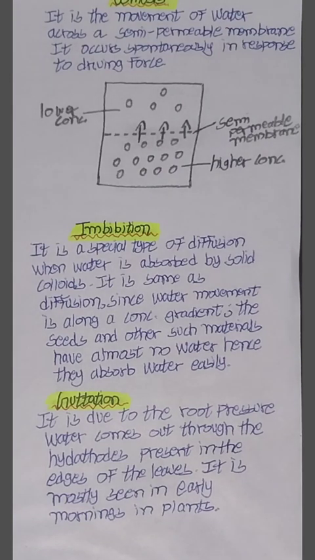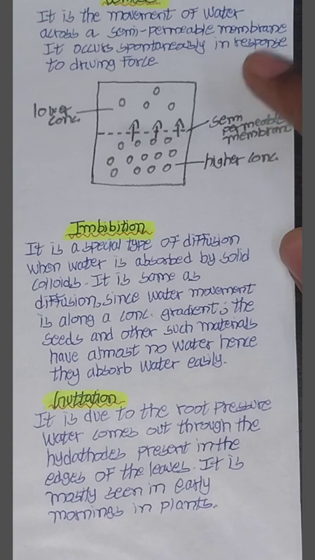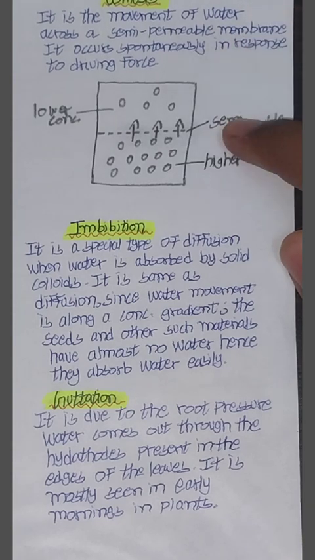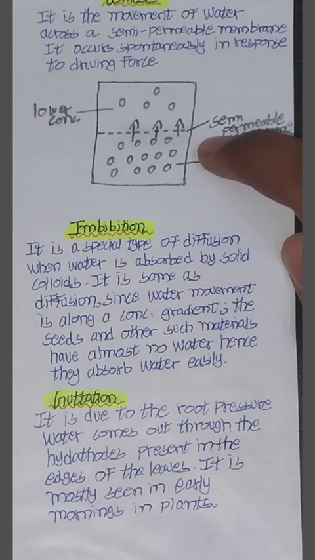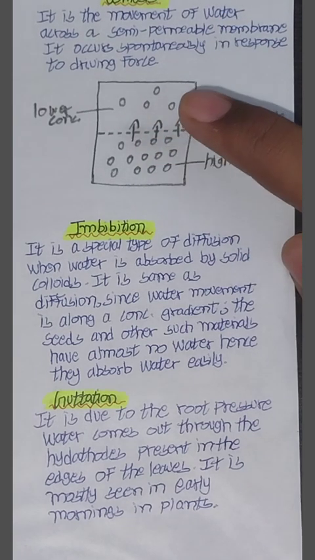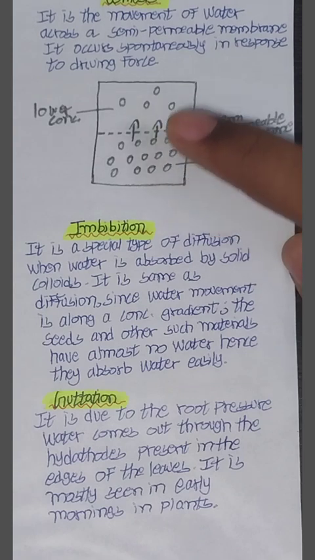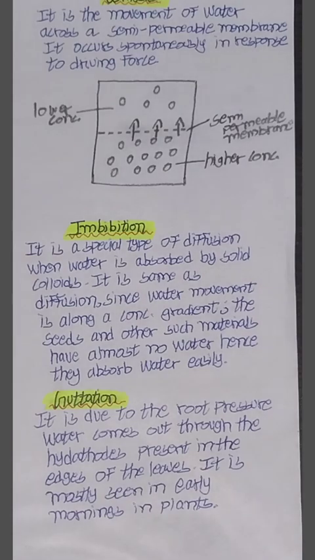So now the other type of transport is osmosis. It is the movement of water across a semi-permeable membrane. This transport requires a semi-permeable membrane. It occurs spontaneously in response to driving forces. This is the semi-permeable membrane. Here is higher concentration, here is lower concentration. In this also the molecules travel from higher concentration to lower concentration but through a semi-permeable membrane.